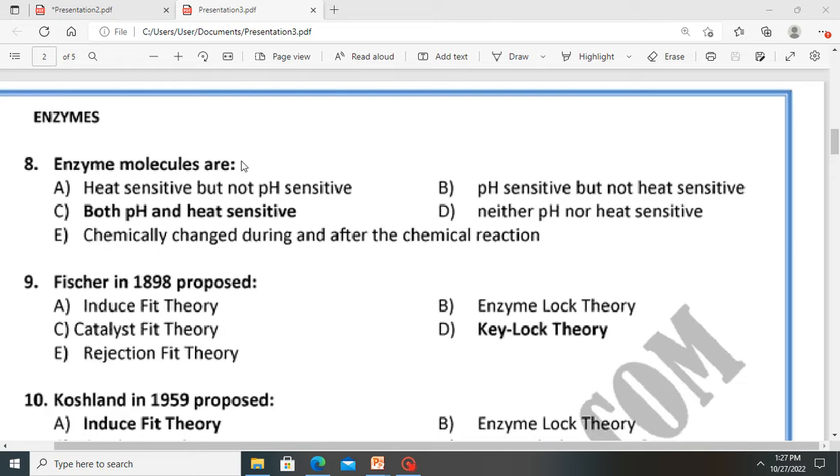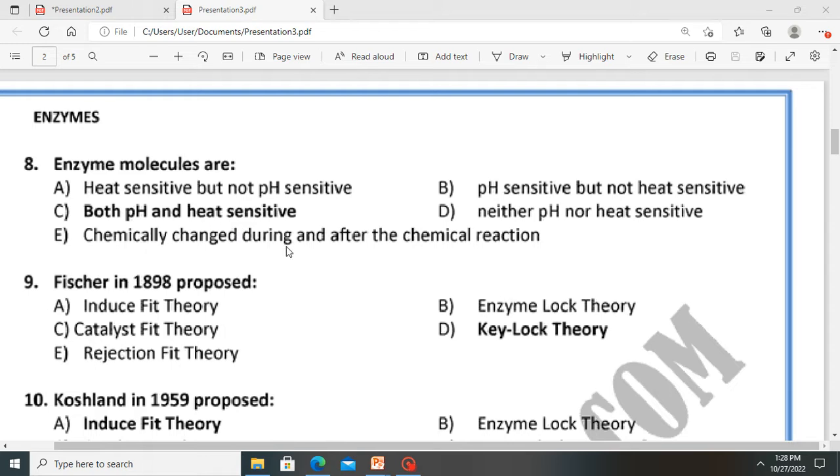Which of these is or are true about enzyme molecules? It is heat sensitive but not pH sensitive. No. Enzymes are proteins, so they undergo denaturation, and a change in pH also affects their activity. So enzymes are sensitive to both pH and heat. So A is wrong. pH sensitive but not heat sensitive is wrong. Both pH and heat sensitive is correct. Neither pH nor heat, no.